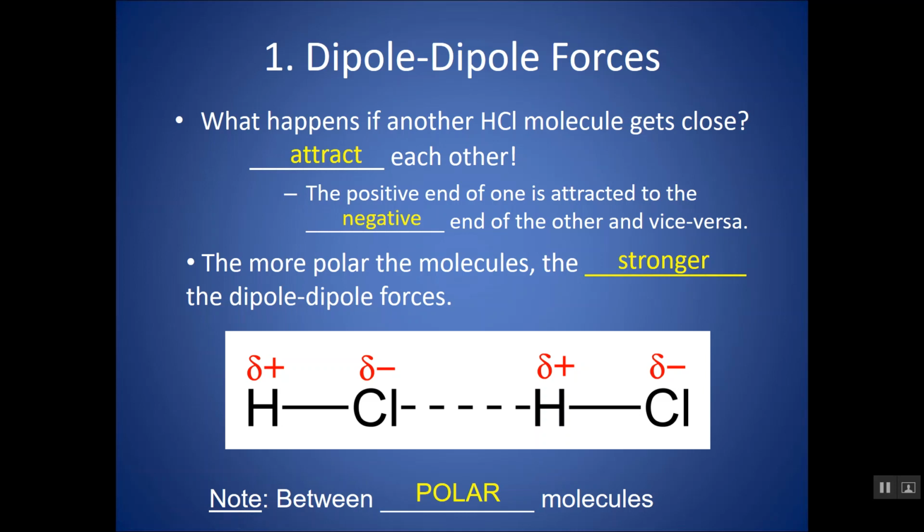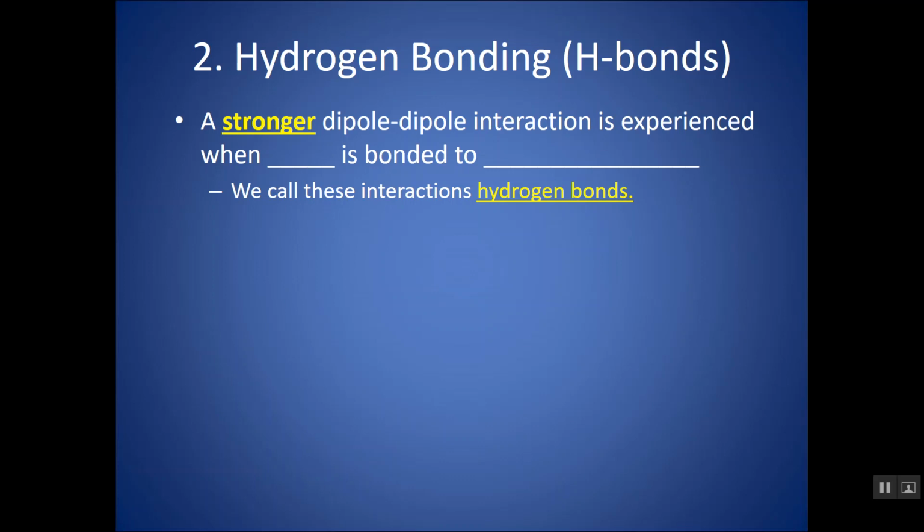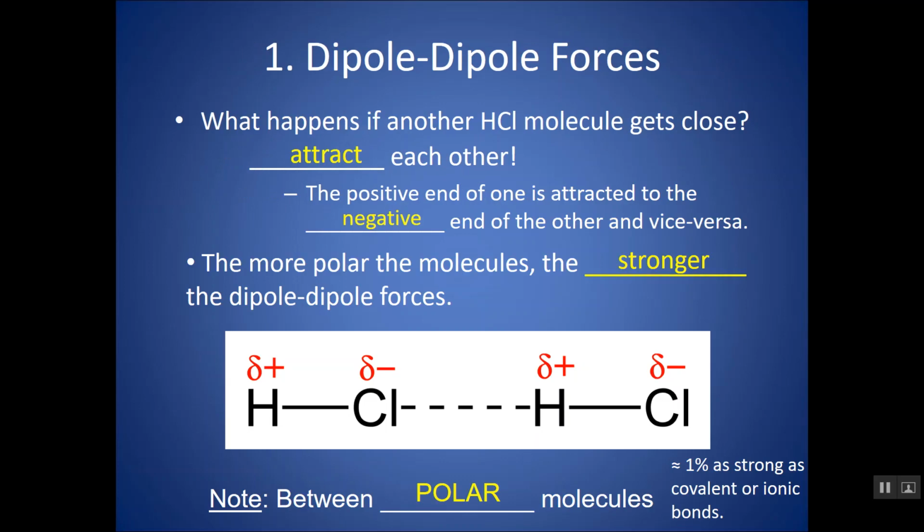How do I know if I have a dipole-dipole force? It's between polar molecules. So if I see two polar molecules, there would be a dipole-dipole force between them. Now, these are not as strong as covalent or ionic bonds. These intermolecular forces are only about 1% as strong, so very, very weak in comparison, but this is what holds together solids and liquids. This is why when you boil water, the covalent bonds, which are much, much stronger, don't get broken, but the IMFs do.